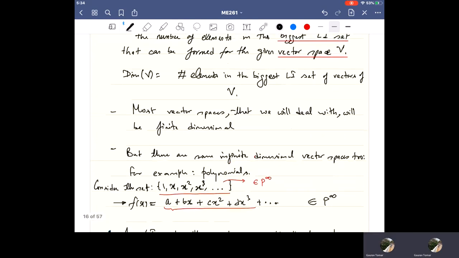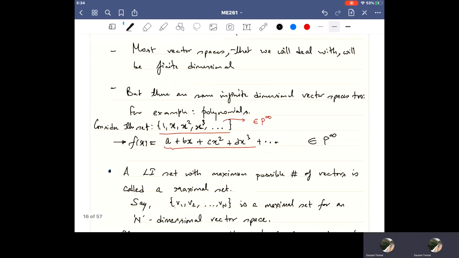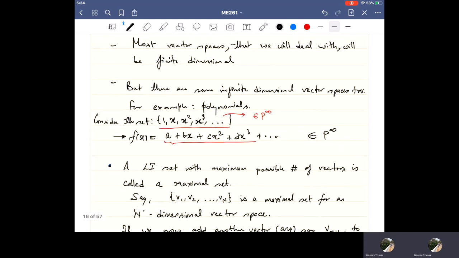So a linearly independent set with the maximum possible number of vectors has been given a separate name. We call it a maximal set. The maximum number of vectors that a linearly independent set can have, we call a maximal set.